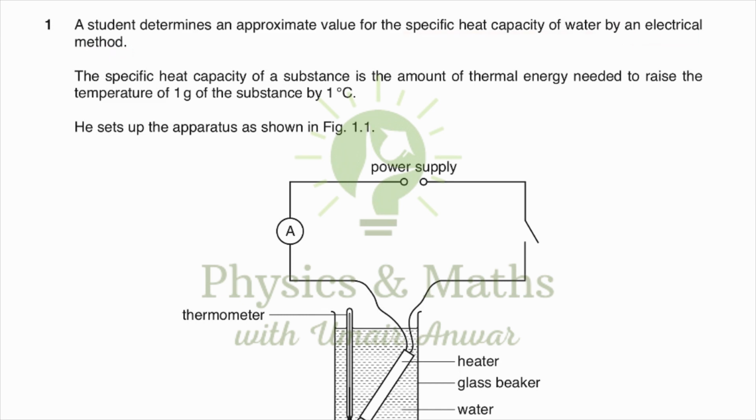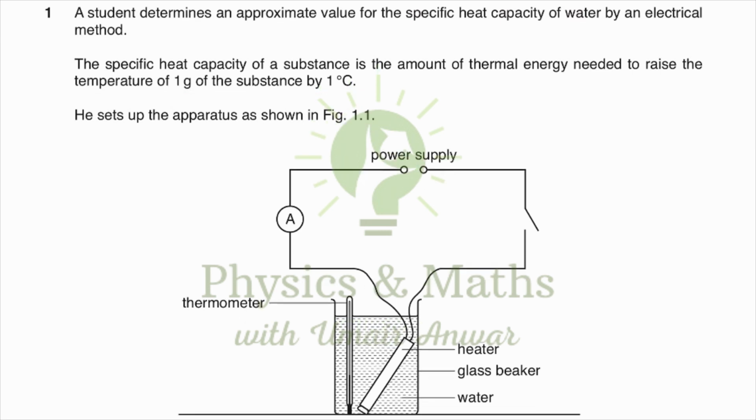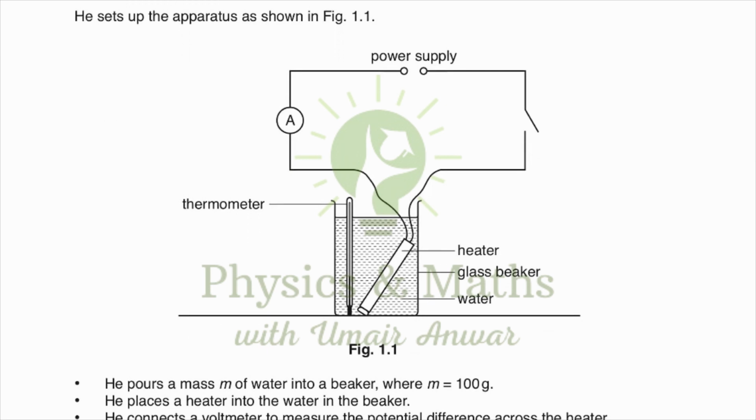The specific heat of a substance is the amount of thermal energy needed to raise the temperature of 1 gram of the substance by 1 degree centigrade. So the definition of specific heat capacity of any substance is written here. He sets up the apparatus as shown in the figure 1.1.